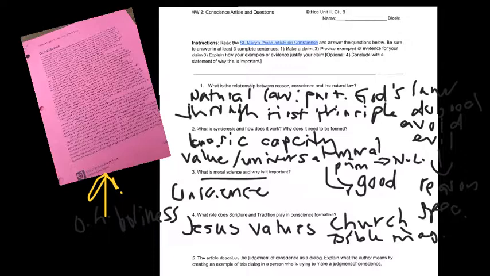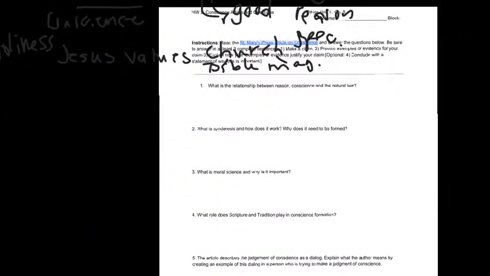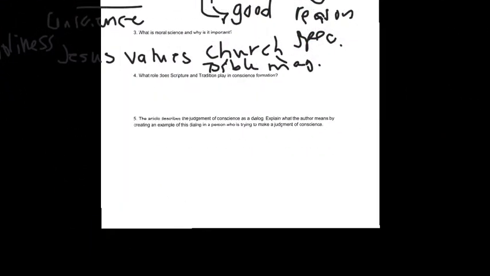And finally, number 5, let me see here if I could get it. It's down. Let me move that. So it's down here. So number 5, the article describes the judgment of conscience as a dialogue. Explain what the author means by creating a sample dialogue in a person who's trying to make a judgment of conscience. So different students did this in different ways. Some just wrote a dialogue. Some drew little pictures.